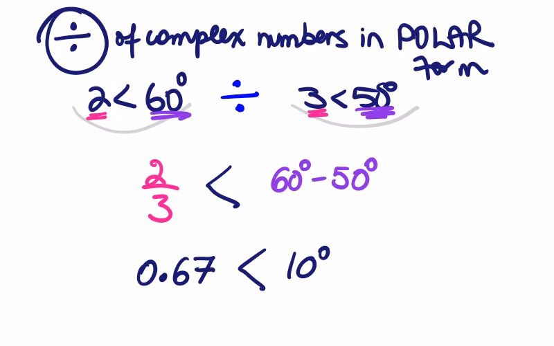So this is the quotient, the answer to the division of two complex numbers, these two here, in polar form. What we did was we divided the r's and we subtracted the arguments, the thetas.